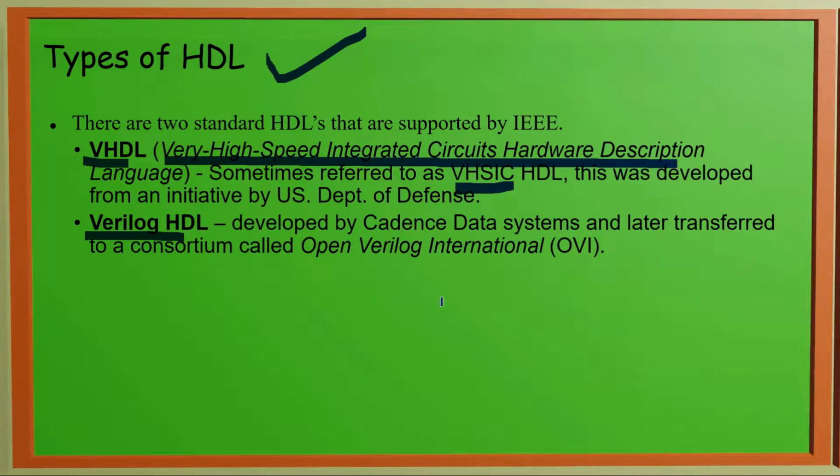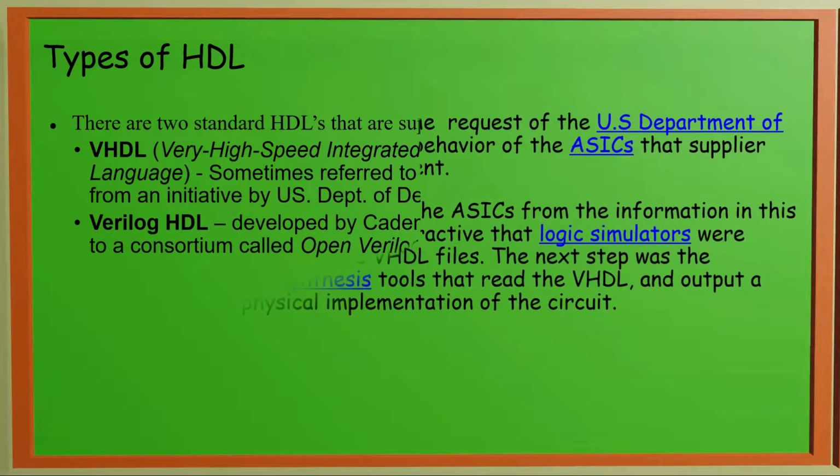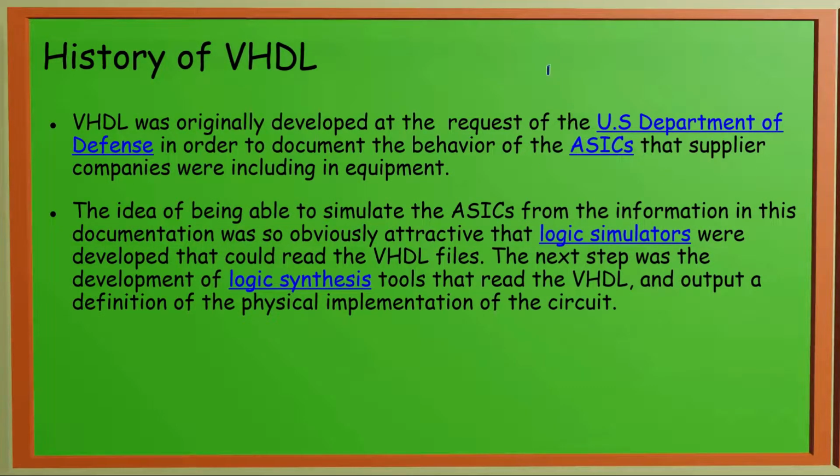We will see a brief history of VHDL. In VHDL, first they developed it on the request of the US Department of Defense. They used to create some applications which were used in the military. So those specific applications were using ASICs. In the last session we discussed what ASIC is. ASIC is application specific integrated circuits.